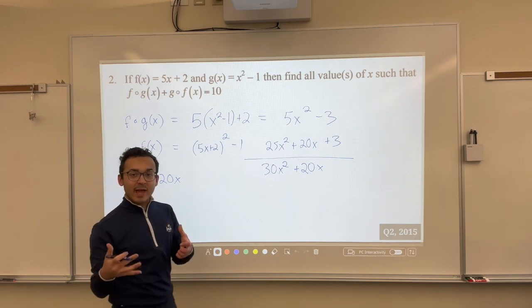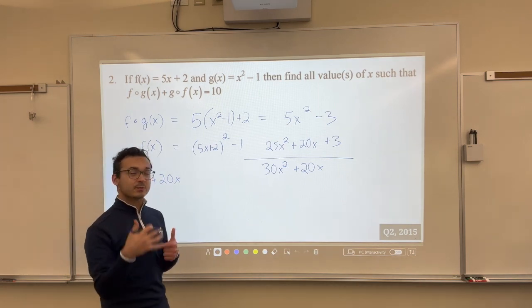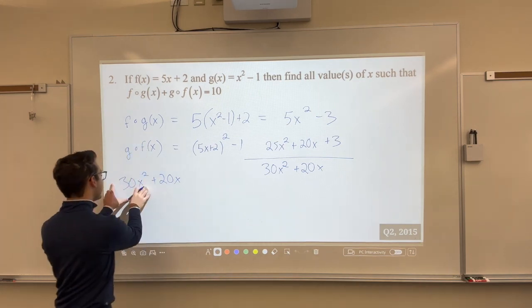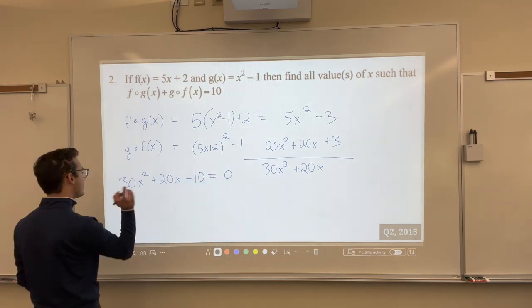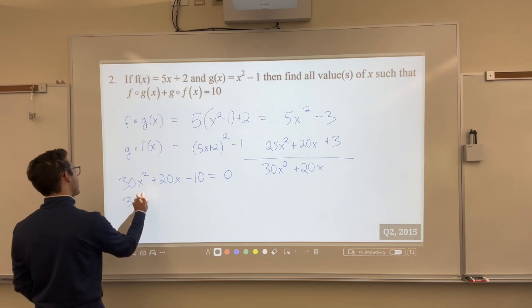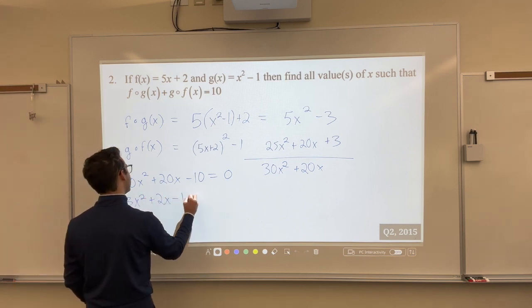But because it's a quadratic, we know that we're going to want to set it equal to 0, so let's just subtract the 10. So we're going to say 30x squared plus 20x minus 10 is equal to 0. Get rid of the common factor of 10, so 3x squared plus 2x minus 1 equals 0.